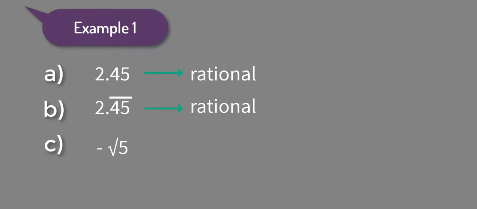We have the negative square root of 5. It wouldn't matter if we had this negative out here or not. Anytime you have the square root of a non-perfect square, that is going to be an irrational number.